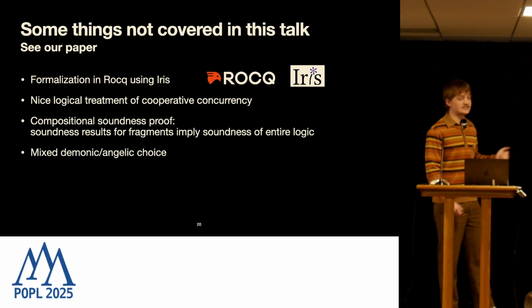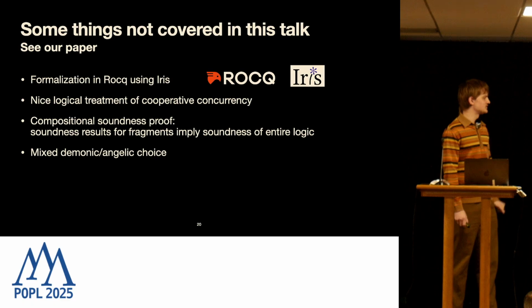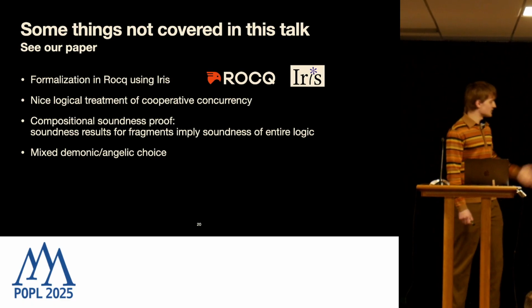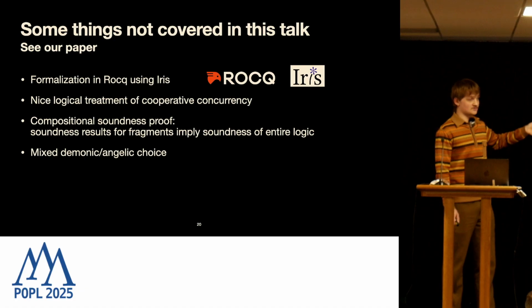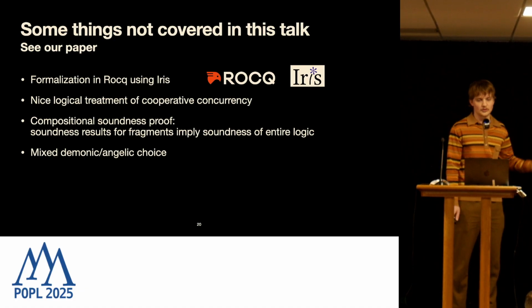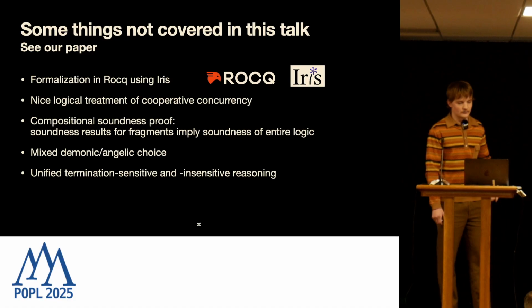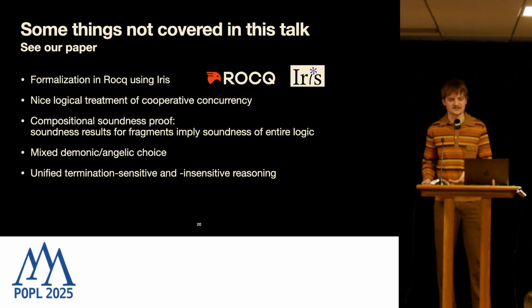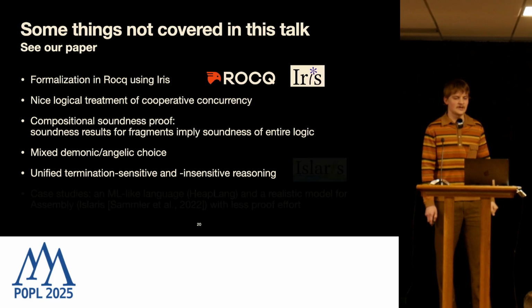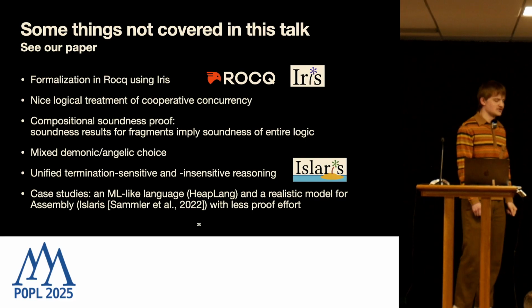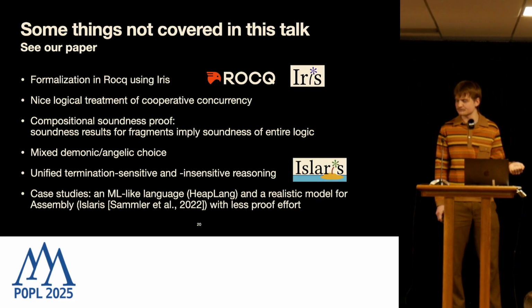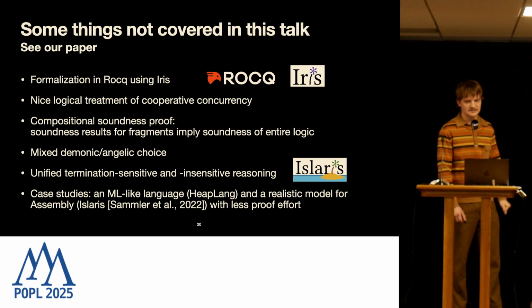Then we have support for angelic choice, and moreover, we have support for mixed angelic and demonic choice. This is something I'm quite proud of because this often presents a difficulty when you're working with program logics. And we have a unified account of termination-sensitive and termination-insensitive reasoning within one framework. And then finally, we have some case studies. So we have an ML-like language known as HeapLang. This was established in the Iris line of research.